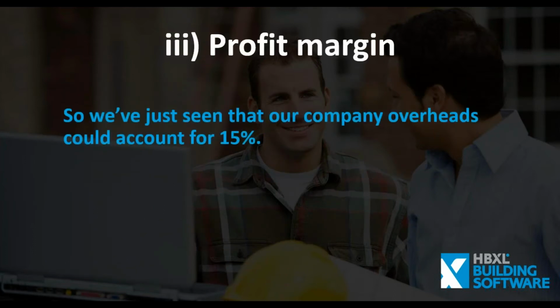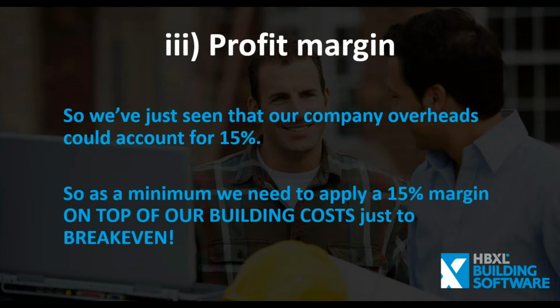Let's talk about the profit margins. So we've seen so far, your company overheads can be 15%. So you've got to add at least 15% on this just to break even.